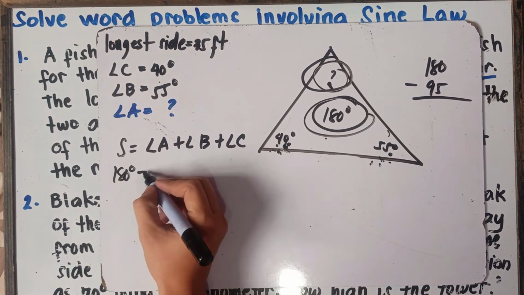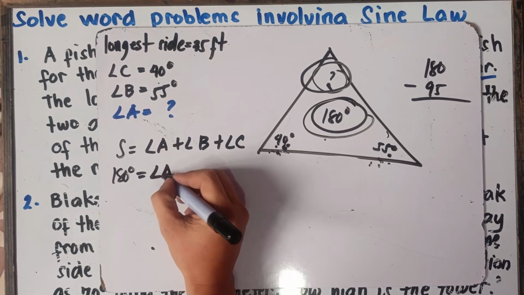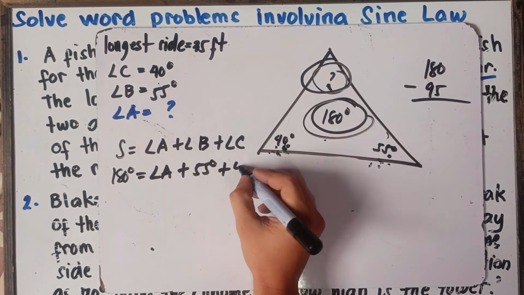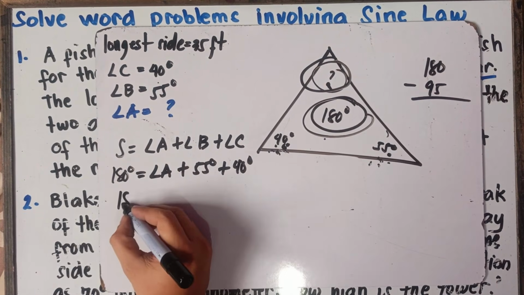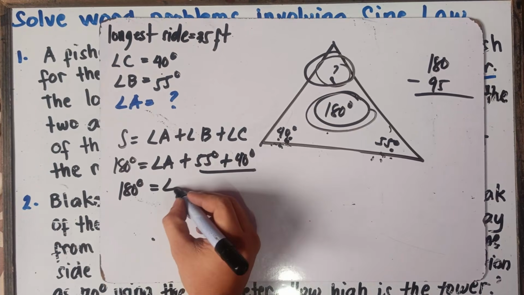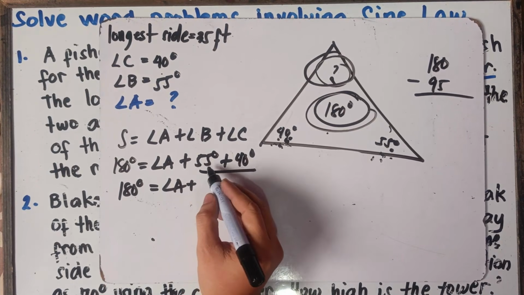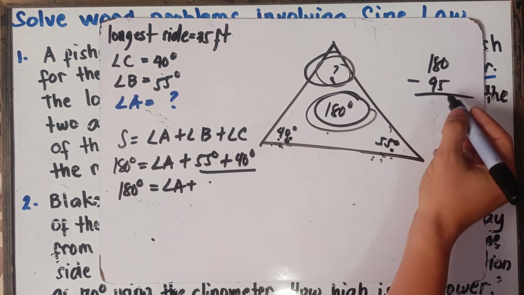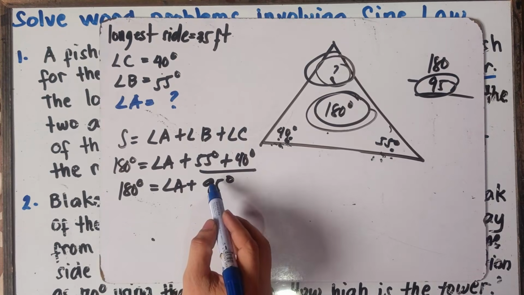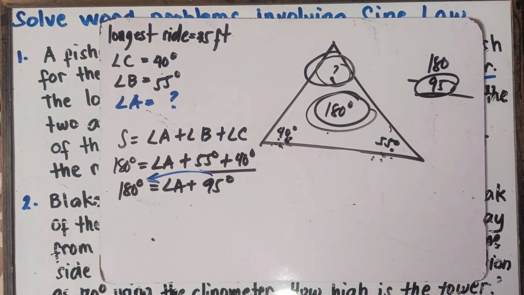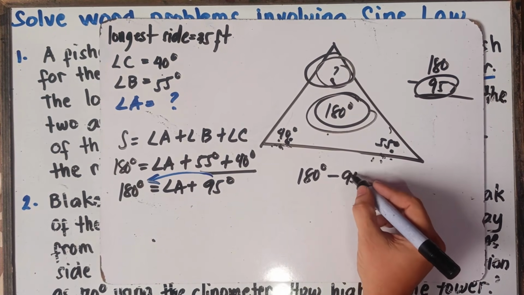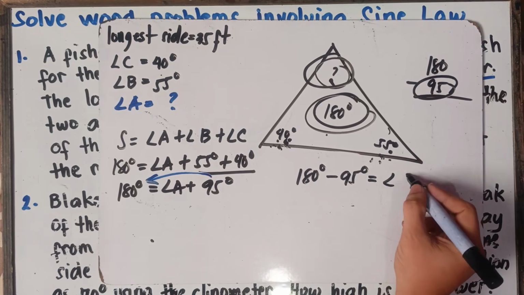So 180 degrees equals angle A, which we don't have, plus angle B, which is 55 degrees, plus angle C, which is 40 degrees. So angle A plus 55 plus 40, that would be, as we had a while ago, 95 degrees. And then simply transpose 95 from right to left. So this will be 180 degrees minus 95 degrees is equal to angle A.